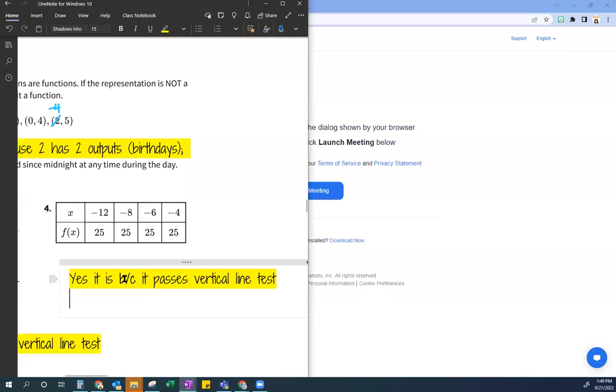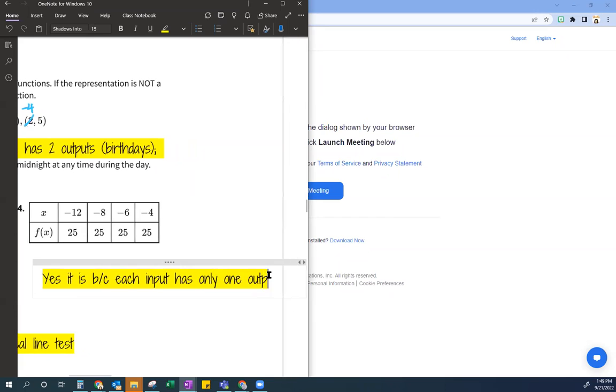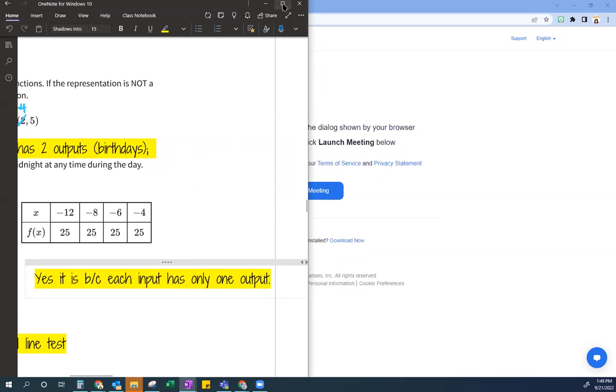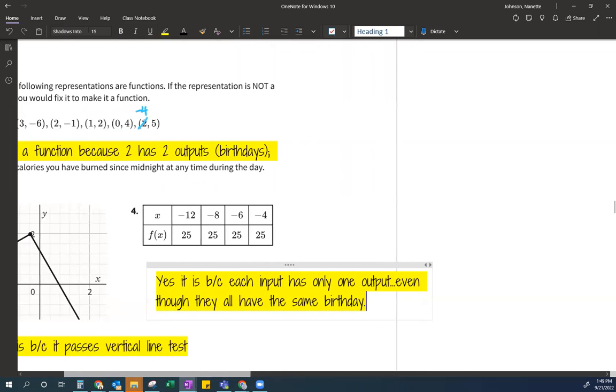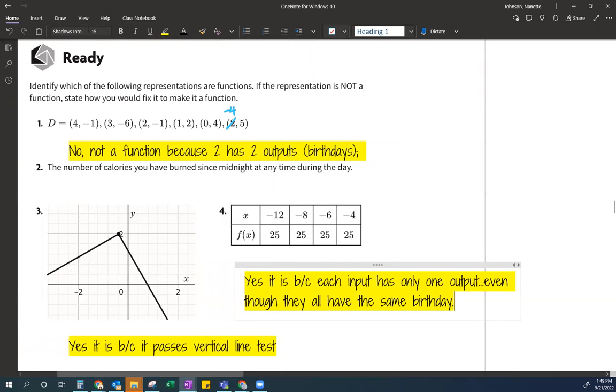But I would say something like, yes, because each input has only one output, right? And in this case, it looks weird, even though they all have the same birthday. It's weird, but that's okay. Like they can all have the same birthday, right? Very good. All right, let me end this video.